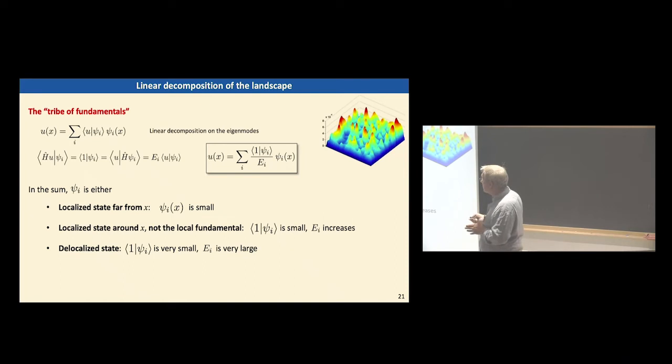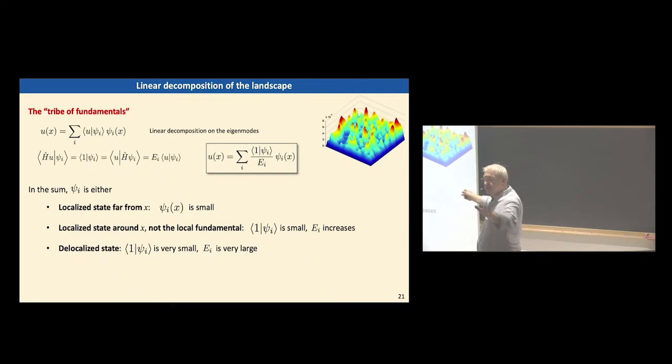Here you have a sum of all eigenfunctions. So you have choices. Either psi is a localized state far from x, which means that this is very small. It doesn't contribute to the sum. Or it's a localized state around x, but it's not the local fundamental. Hence, that will be something that will be oscillating with plus or minus. So this will be small, and this will be larger.